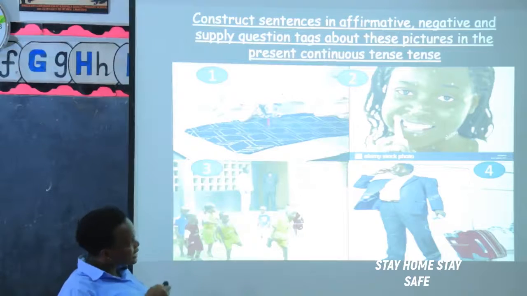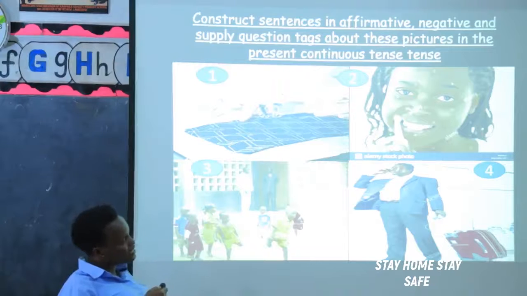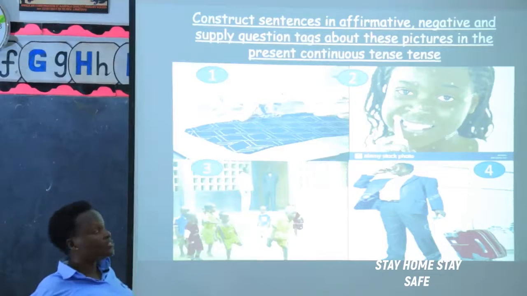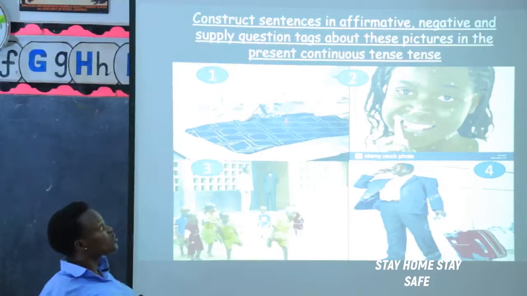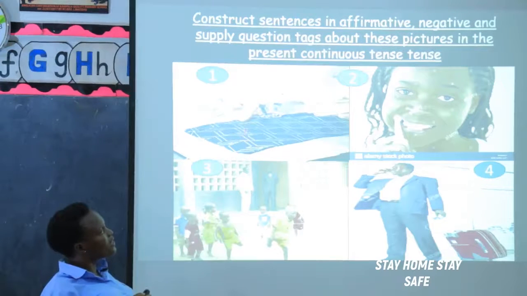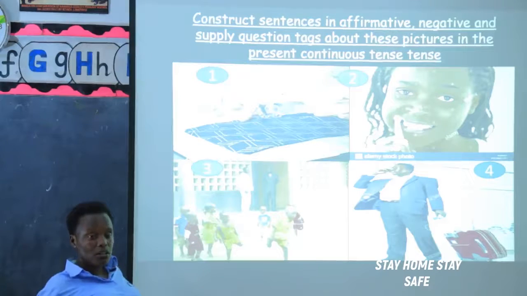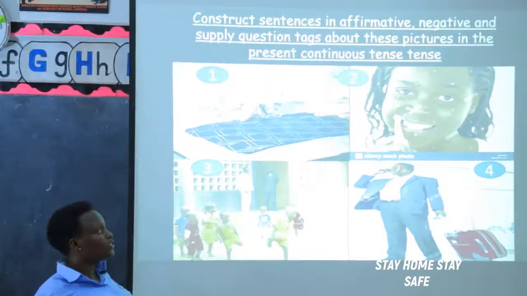So when we say she is sewing a dress, isn't she? Then when we change it to negative, we say she is not sewing a dress, is she? Remember, negative statements take affirmative question tags, and positive statements take negative question tags. And remember, we make a sentence negative by adding not.